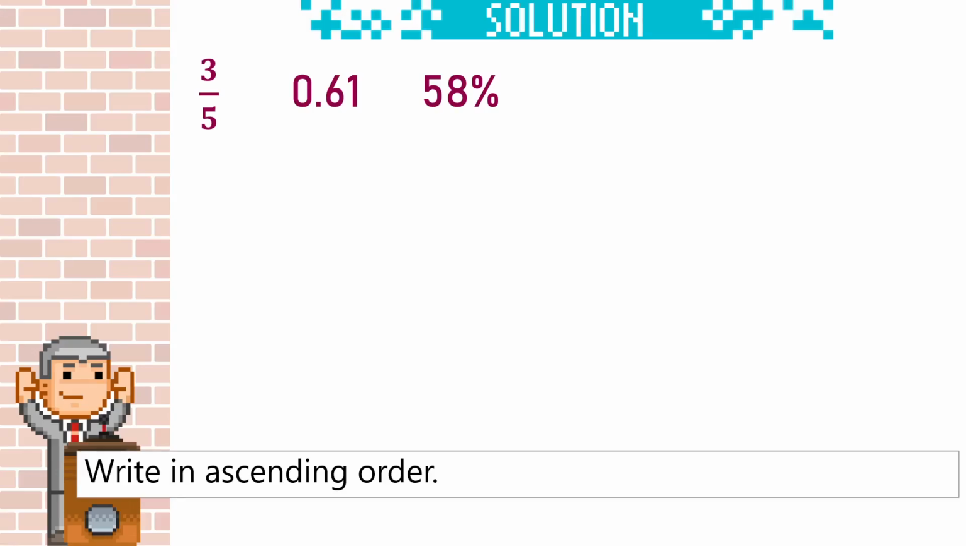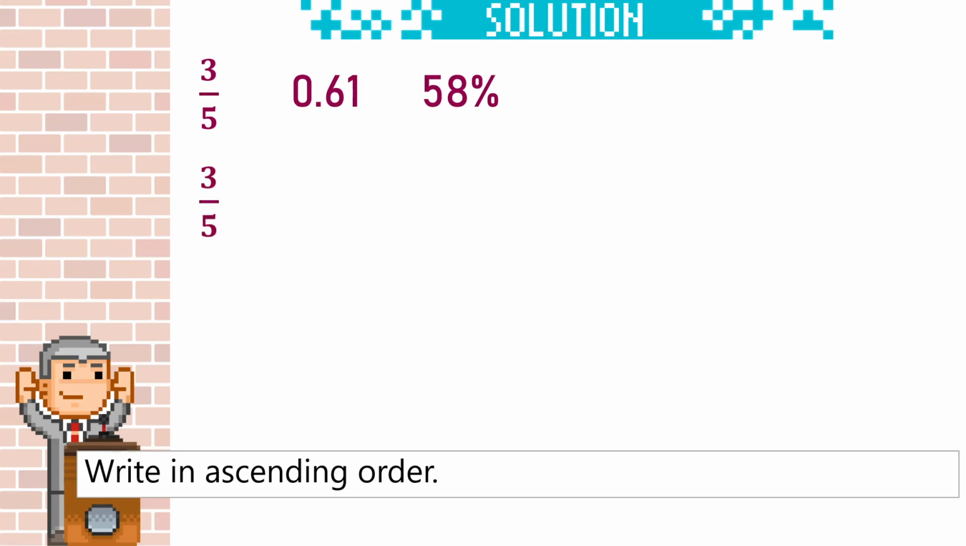Ascending means going up, like a plane ascends into the sky. We're therefore looking at writing these numbers in order starting from the smallest. We first of all need to convert the numbers into the same type. Percentages and decimals are both easy to compare, and we're going to pick percentages.